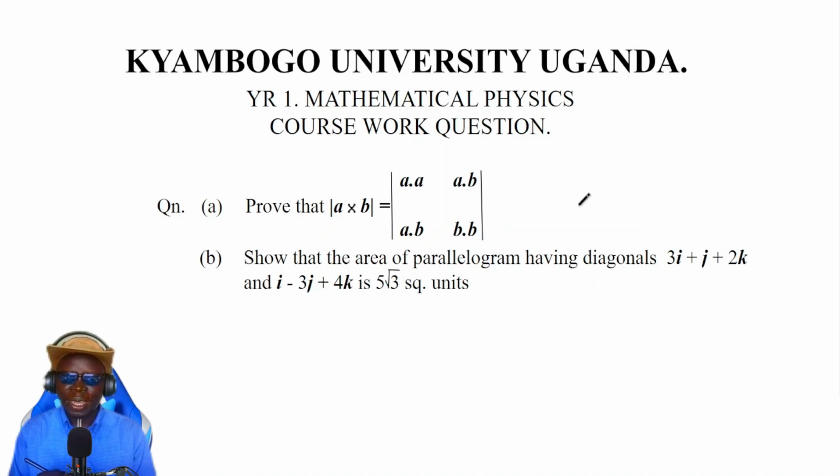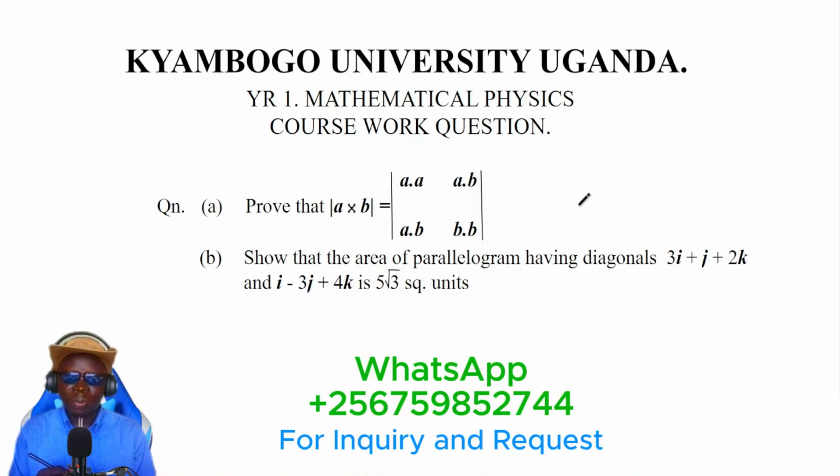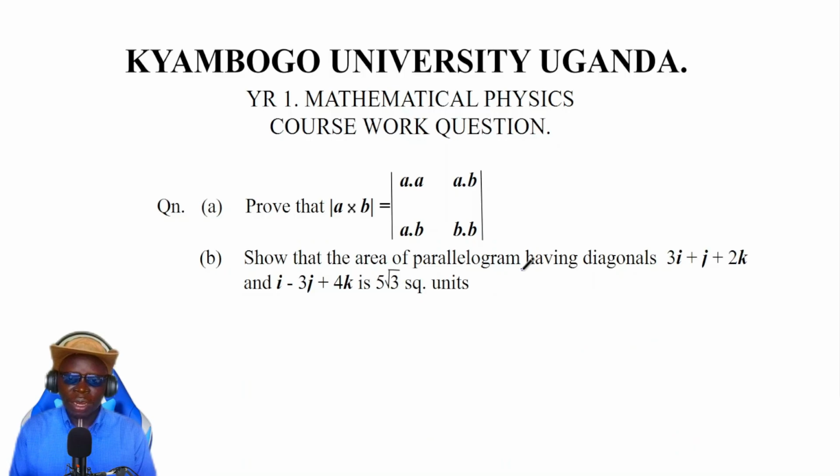On our board, we're looking at Kyambogo University, Uganda, course unit 4, year 1, mathematical physics. And the question says, prove that the magnitude of A cross B is given by what you see on our board here. The second part is B, show that the area of the parallelogram having diagonals of these vectors is 5 root 3. This question was given to me as a request from one of the academic staff who is pursuing a Bachelor of Science in Physics and Mathematics Education at Kyambogo University.